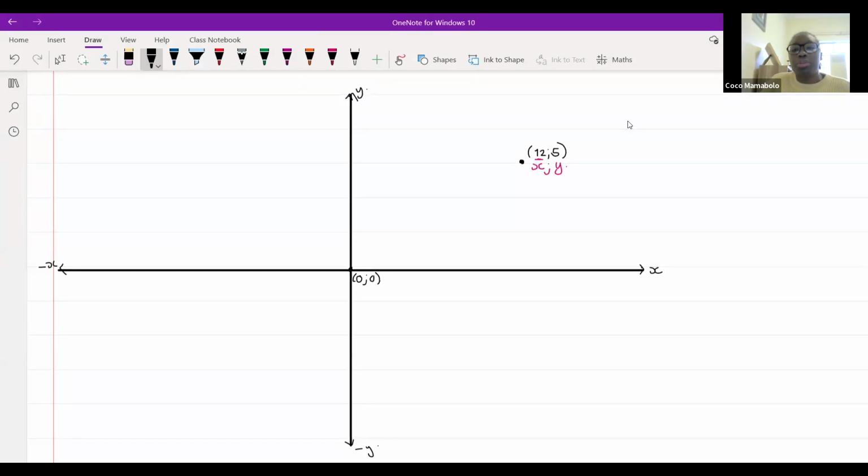Okay, so when we say that this thing is 12x and 5y, what we're saying is it is 12 paces in the x direction and 5 paces in the y direction in relation to this point. It is 12 paces away from the origin in the x direction and 5 paces away from the origin in the y direction. Give me a thumbs up. Are you guys understanding what ma'am is saying?